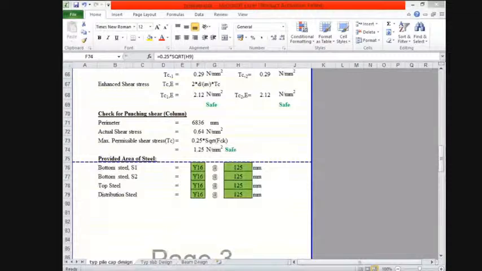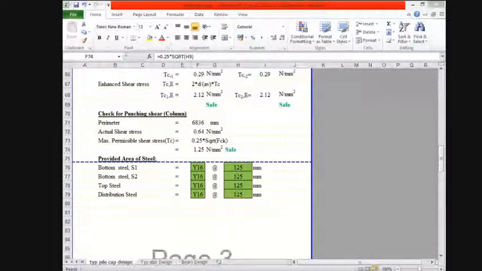Why do we have this? To avoid cracking. Since it is mass concrete, just imagine a 2 by 2 meter pile cap, which is around 8 feet by 8 feet. 1 meter is around 3 feet, so a 3 feet thickness is like a massive structure. There may be a chance of cracks or shrinkage, and to avoid that, we provide some distribution steel at the top. Otherwise, there is no need for top steel.